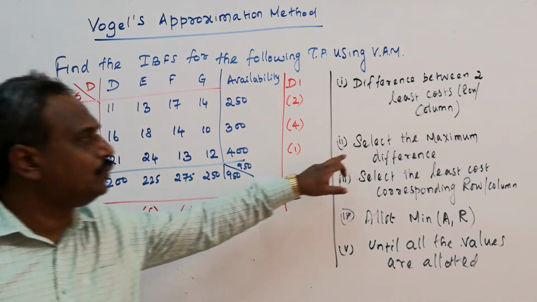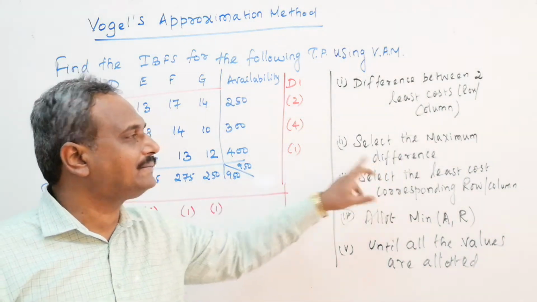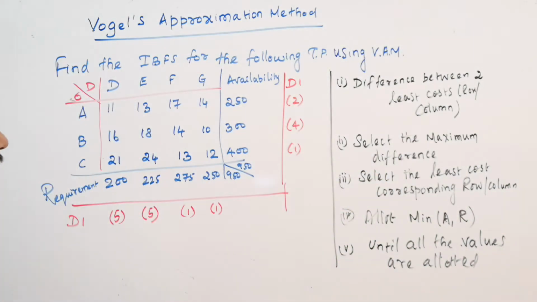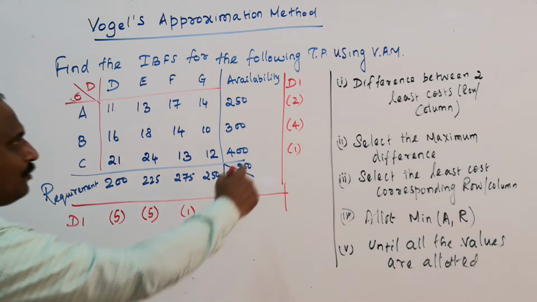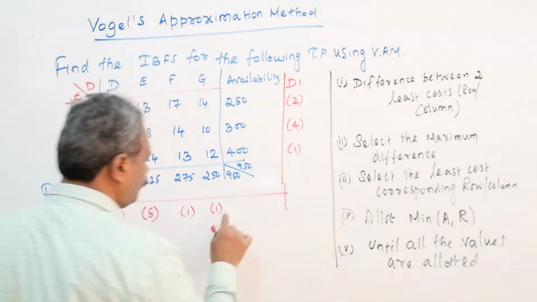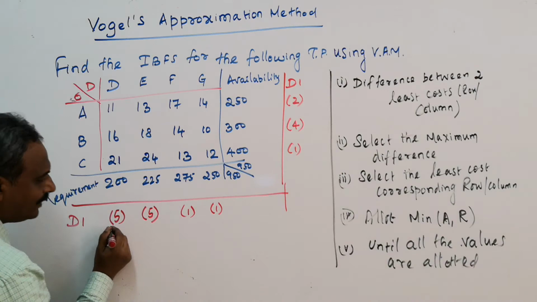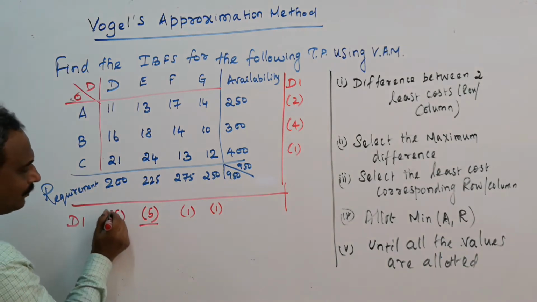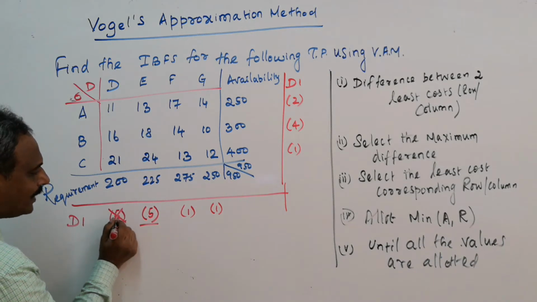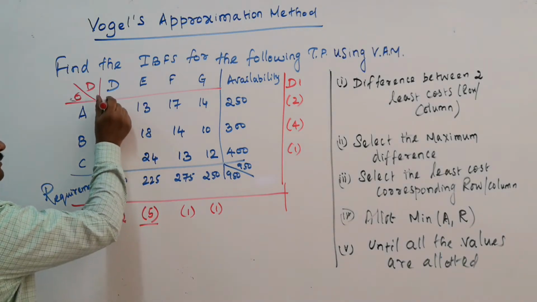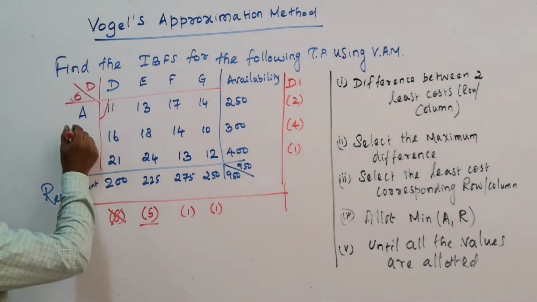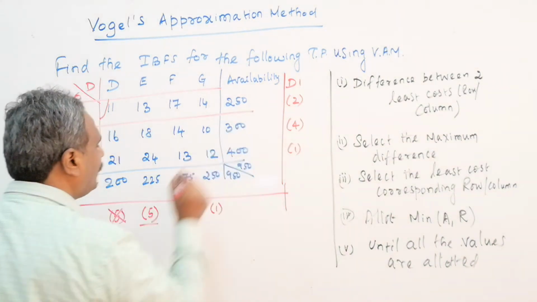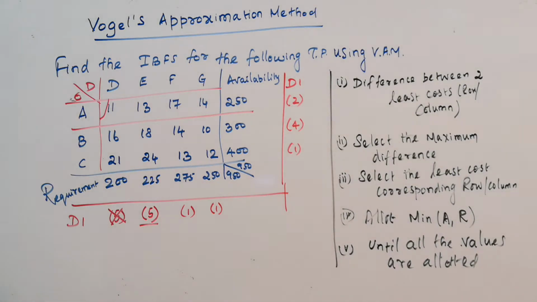Now in step 2, we are going to select the maximum difference. I am going to check here: this is 2, 4, 1, 1, 1, 5, 5. I am going to select the maximum value. Any 5 will do. I am going to select this 5, as we have 11 as the least value.